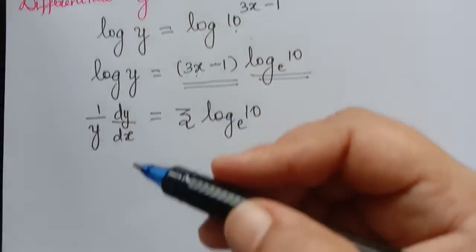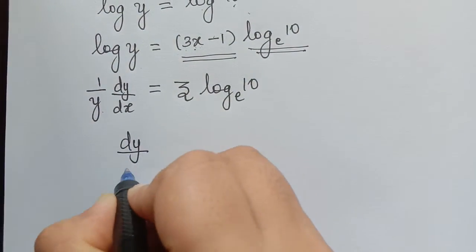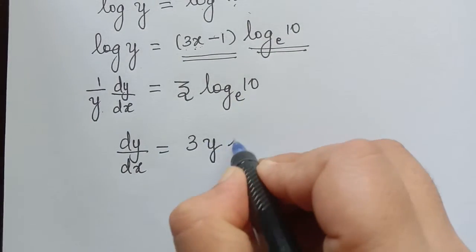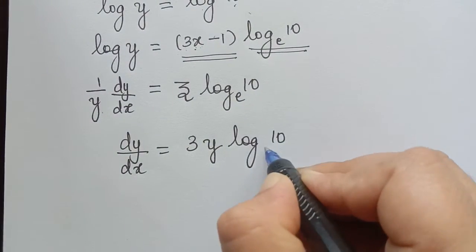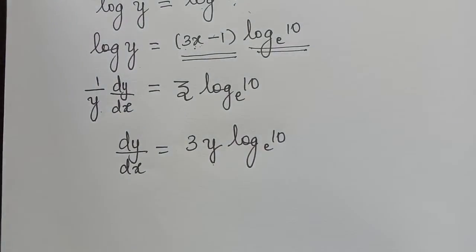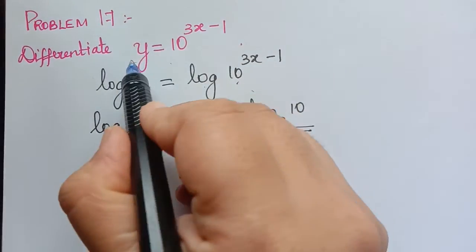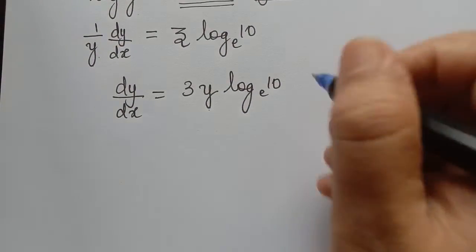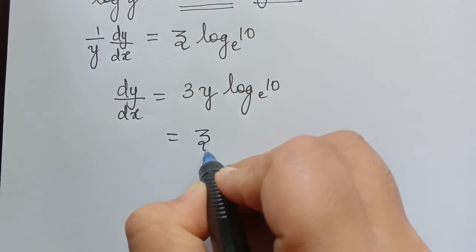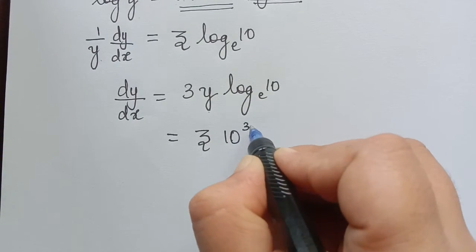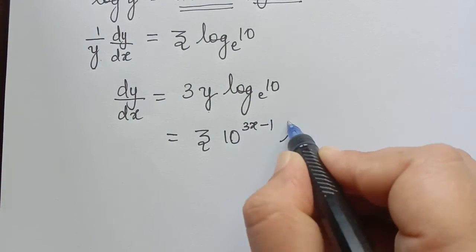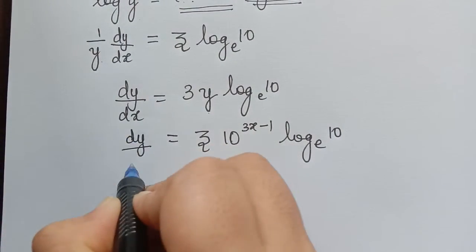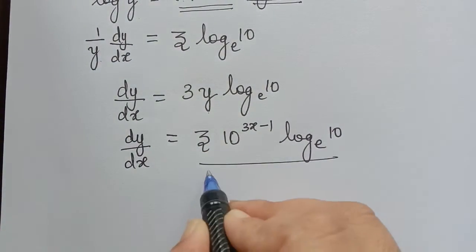Now from this we obtain dy by dx to be equal to, taking this y to the right, we get 3y logarithm of 10 to the base e. Now we shall substitute y, which is given in the question. y is equal to 10 to the power 3x minus 1. So when we substitute that, we get 3 multiplied with 10 to the power 3x minus 1 multiplied with log 10 to the base e. So therefore dy by dx is equal to this, which is the required answer.